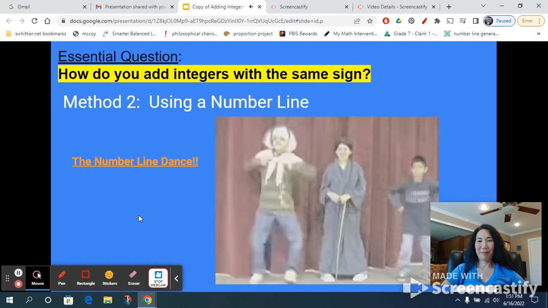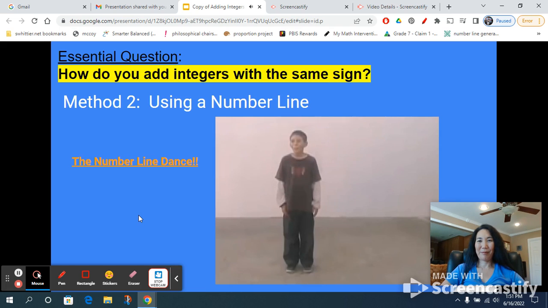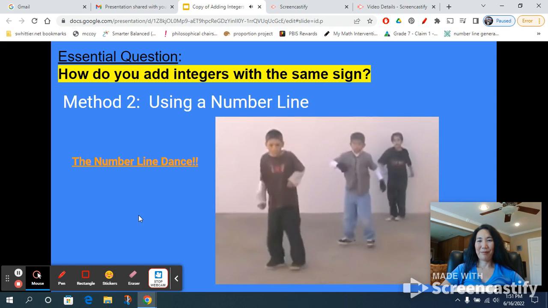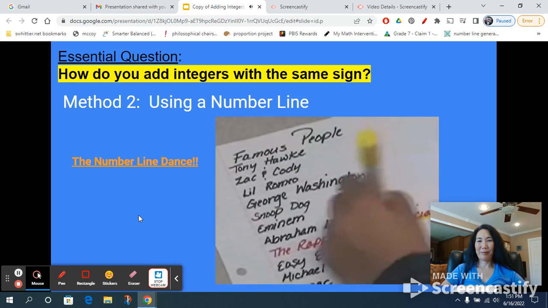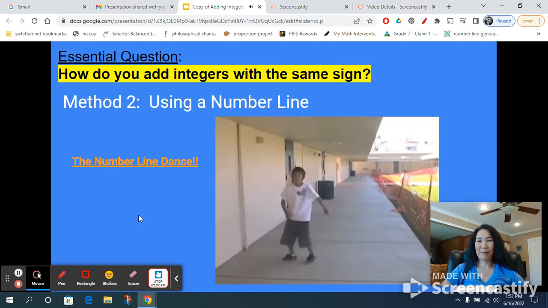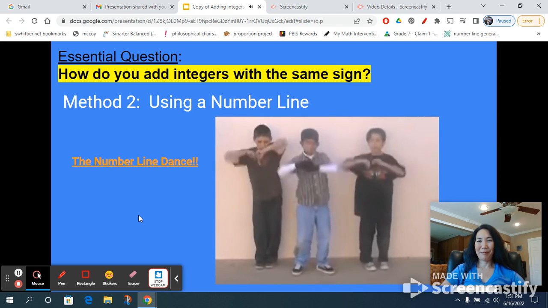Well, forget the Macarena, forget the funky chicken, 'cause I got a new dance and a beat that's kicking. Yeah, the number line dance is my finest creation. In every math class, it is sweeping the nation. You don't need to be famous or your name on a list. It's the number line dance, and it goes like this. Negative to the left, positive to the right. It's the number line dance, and I could dance all night. Negative to the left, positive to the right. It's the number line dance, and I could dance all night.